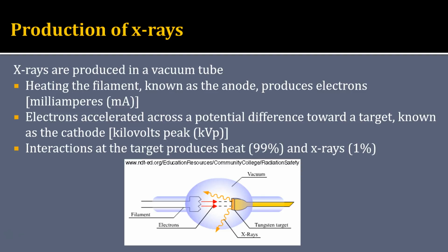We have to then accelerate those electrons across the vacuum tube with a potential difference toward a target that's also known as the cathode. This would be the kilovolts peak, or the kVp, that we use on the equipment. Those electrons then interact at that target and produce a vast amount of heat, which has to be taken care of by your housing, and a small amount of X-rays, which we allow to be directed out of a window in that X-ray tube.